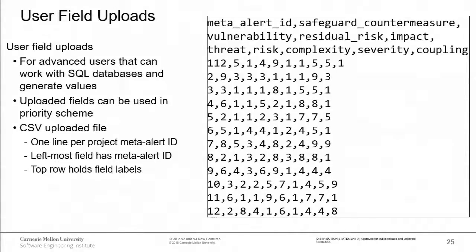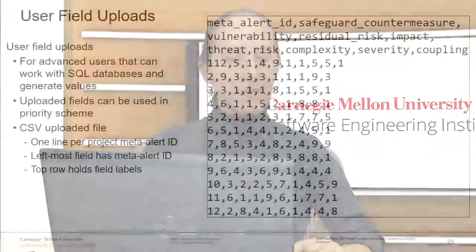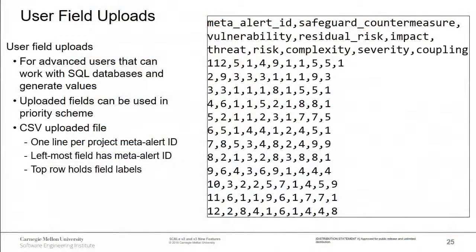Meta alerts have a more complicated definition, but right now I'll just say that all alerts that share a file path, line number, and condition, like a CWE or CERT rule, are part of a meta alert. They share a meta alert ID. So there is one line per project meta alert ID. The leftmost field has the meta alert ID, and the top row holds the field labels. Looking at the example on the right, the meta alert ID is the first label. The second label is safeguard countermeasure.